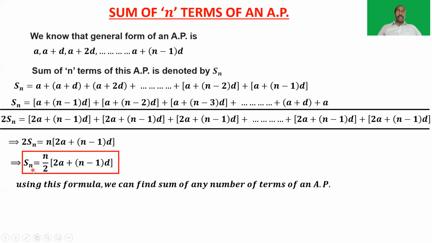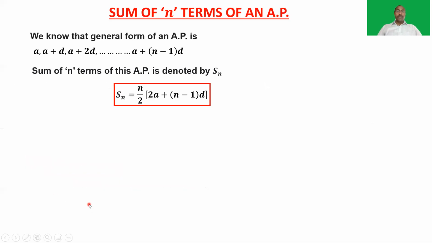The sum of two terms is written as S2, the sum of three terms is written as S3, like that, and Sn denotes the sum of n terms. Okay. Now we have Sn is equal to n by 2 into (2a plus (n minus 1) into d). We can write it as n by 2 into (a plus a plus (n minus 1) into d), that is, I am splitting 2a as a plus a. So we can write it as n by 2 into (a plus a plus (n minus 1) into d).